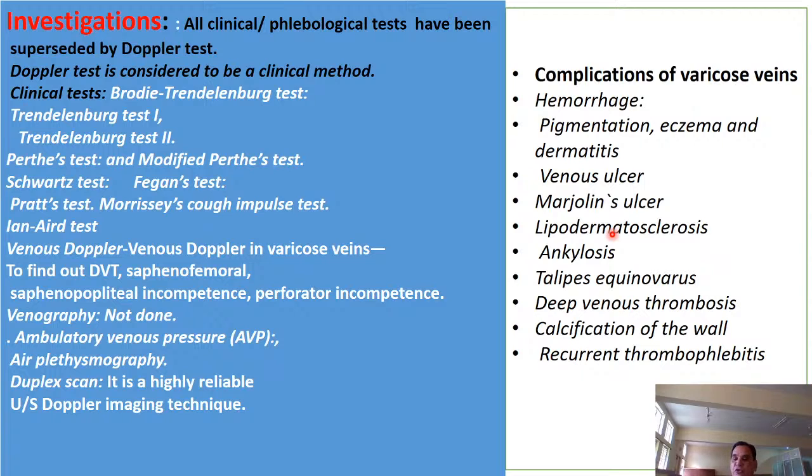Lipodermatosclerosis, that means painful lesions of the leg. Ankylosis, talipes, DVT, wall calcification, and above all, recurrent thrombophlebitis. These elongated veins are not going to sit like that. They will give recurrent thrombophlebitis. That requires management. Treatment has to be done.